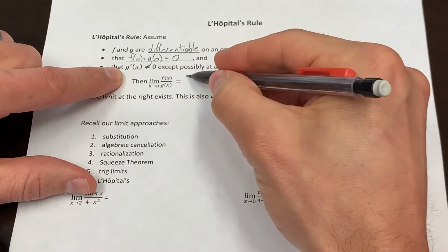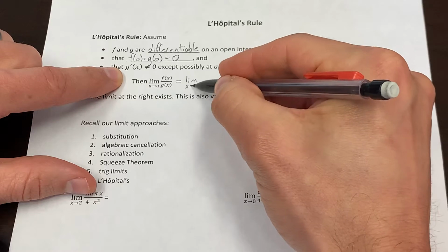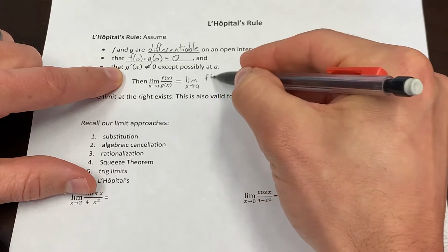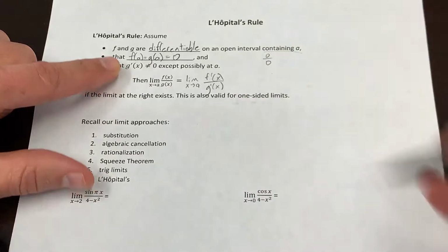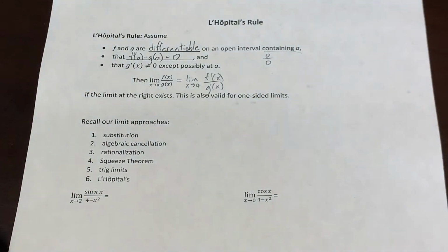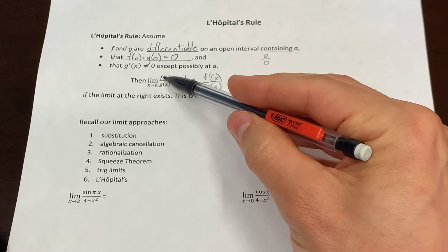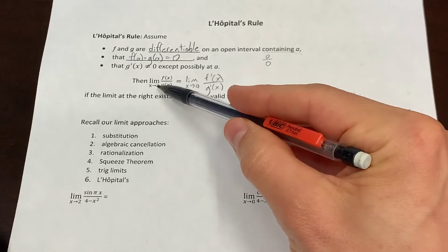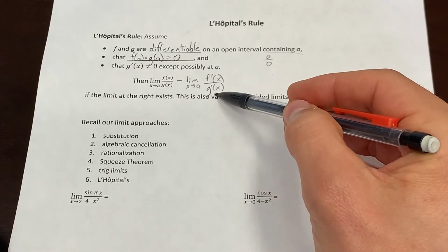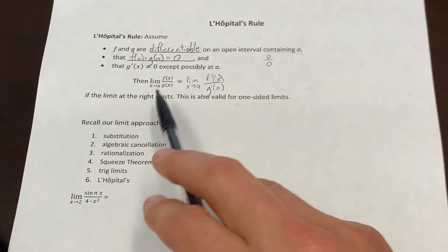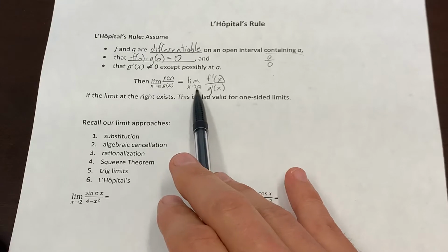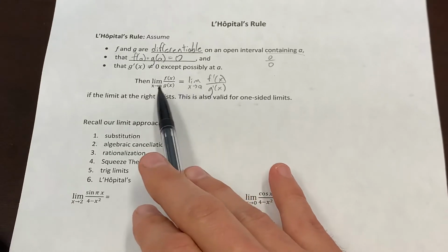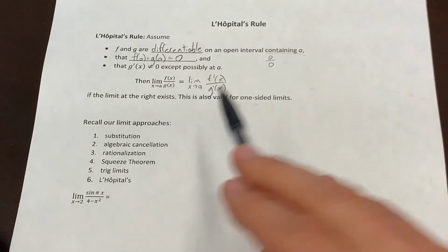Then this limit is actually equal to another limit, interestingly enough, f prime of x over g prime of x. This is not some sort of quotient rule. This is saying that this limit is equal to just the derivative of the numerator over the derivative of the denominator, if the limit on the right exists. That even works if we're just approaching a from the right or the left, which is not surprising.